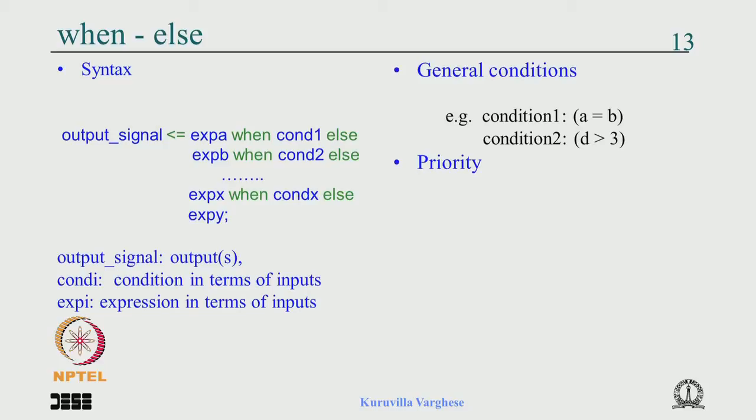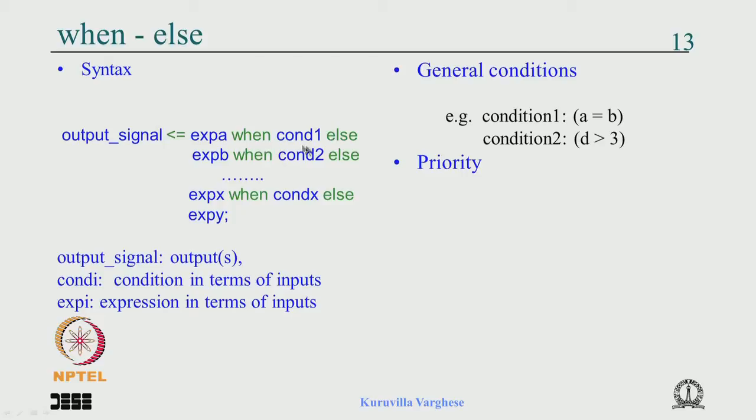So let us look at the next one, which is when else, which is a little more complex than the with select. So please have a look at this syntax. It says that you have some output signal, it could be a single bit or multiple bits, it does not matter. The output signal is assigned some expression, and this can be a numerical value like 00 or 01 depending on the width, or it can be some input expression. You can say A and B or A bar or whatever, when condition 1, that means a condition on the inputs, you can say C is equal to 3 or P greater than Q and so on.